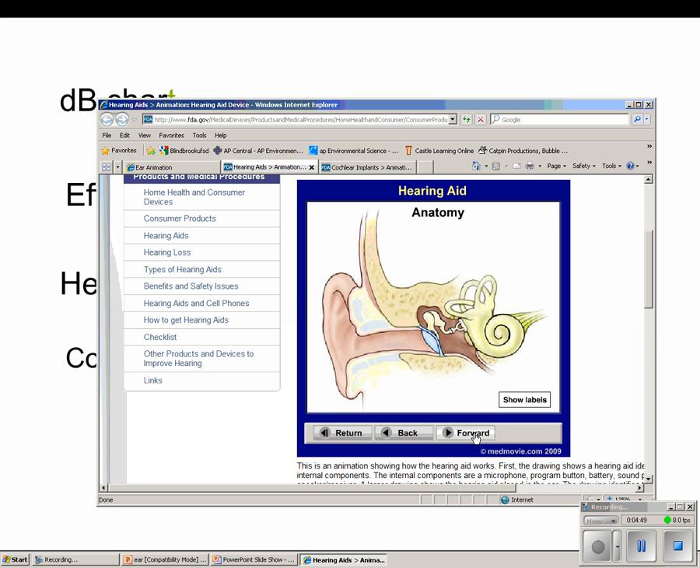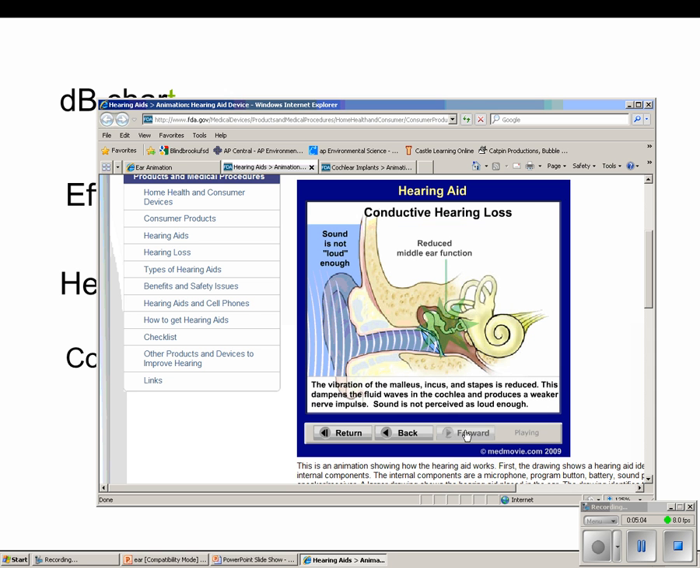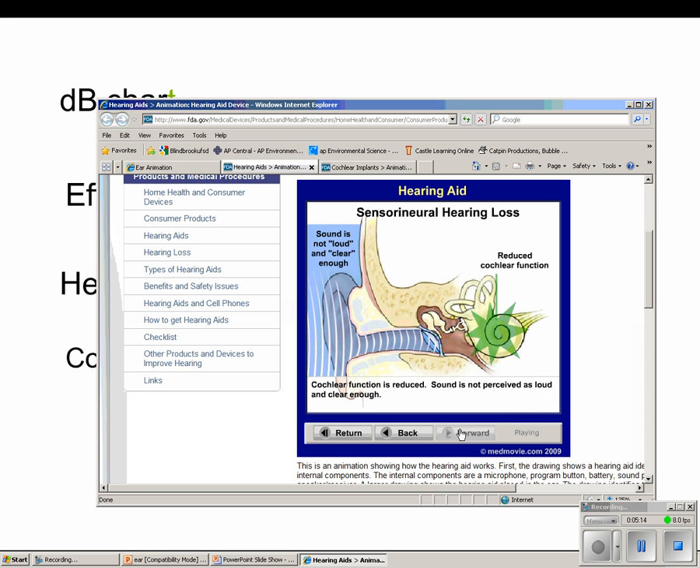This is your ear, just like we've been talking about. And then normal hearing: you have the wave and it goes through, and we have this vibration going. But when you have some hearing loss, there's something getting reduced here, and so you don't have as much function in the middle ear. So the signal is not getting transmitted.